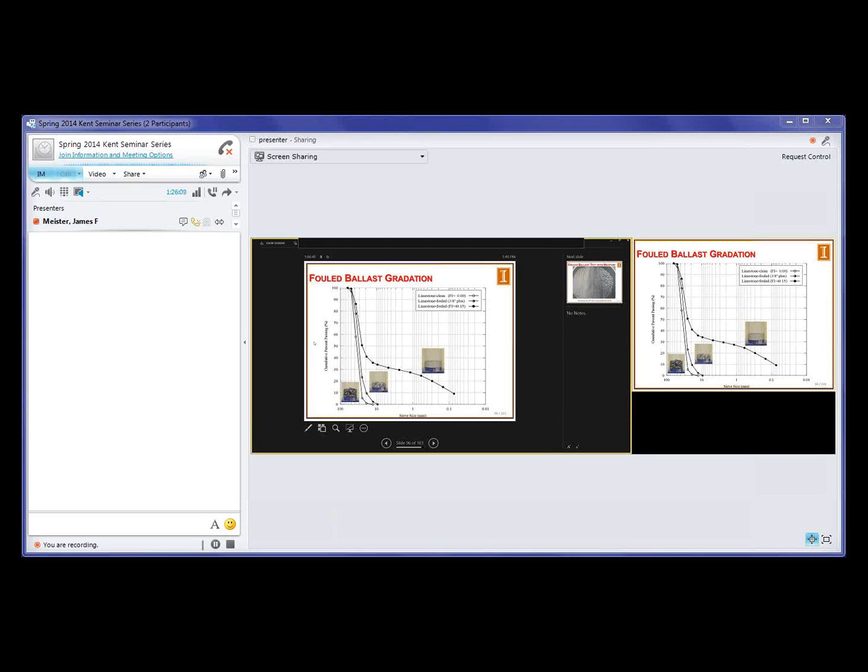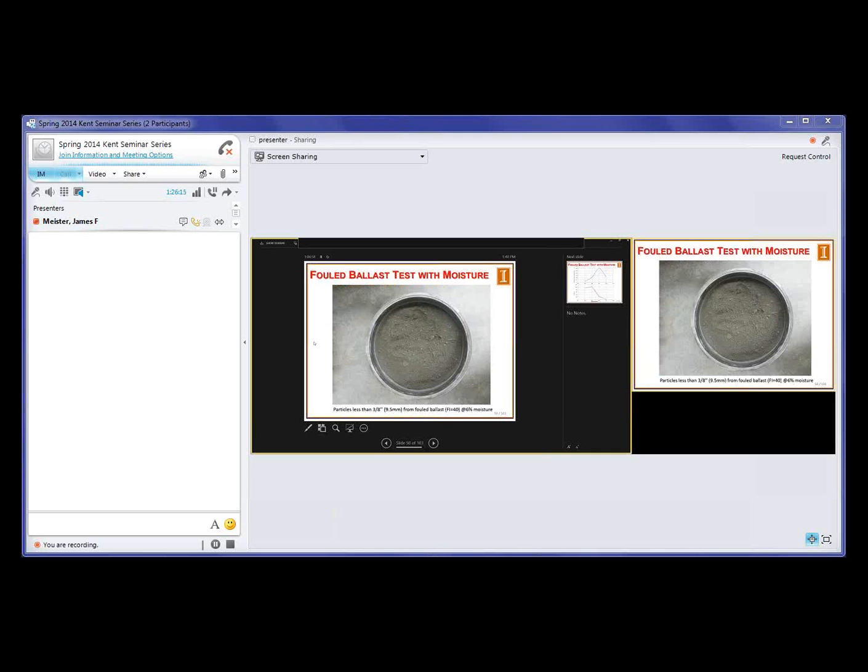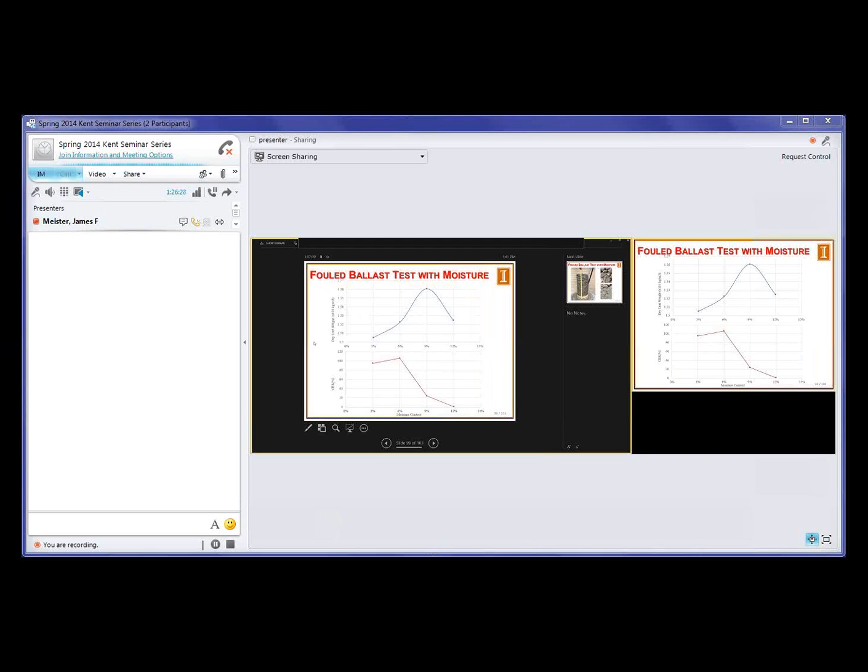So it makes more sense to use the fine materials mixed with water. This is a picture showing 6% moisture content of the fine materials. It's the moisture content of the fine materials, not the moisture content of the whole specimen. Before that, we did some compaction tests and CBR tests of the fine material itself. Then we decided to use 3%, 6%, and 9% moisture content of fine materials to perform the wet test.